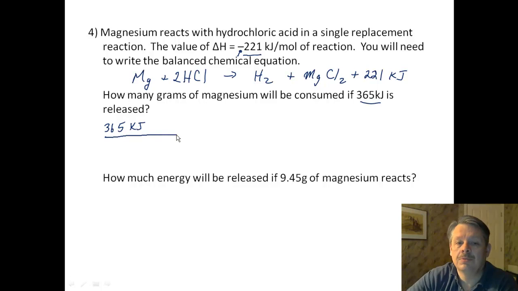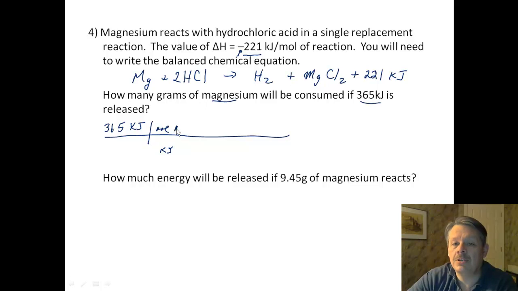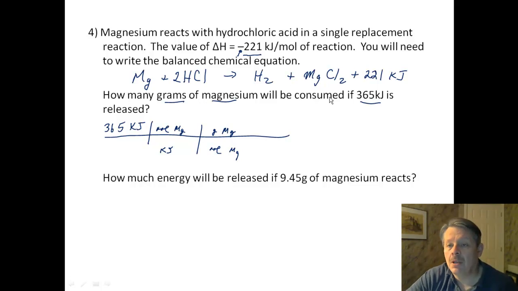kilojoules of energy? So I have to get rid of kilojoules and go to moles, and I'm going to moles of magnesium because that's what it's asking me about. And then I go from moles of magnesium to grams of magnesium because that's what it's asking me for. My kilojoules is 365. My moles of magnesium is 1. And so 1 mole of magnesium, if I look that up on the periodic table, is 24.30 grams.